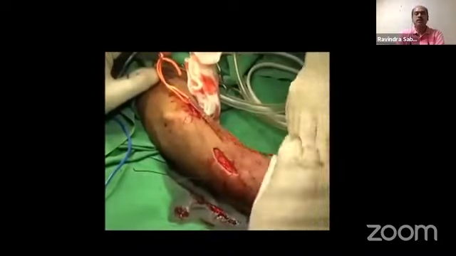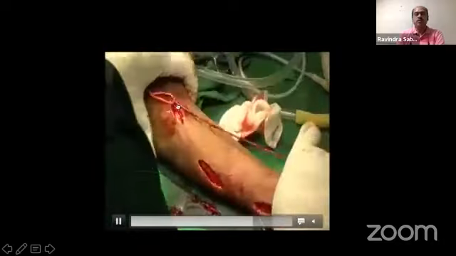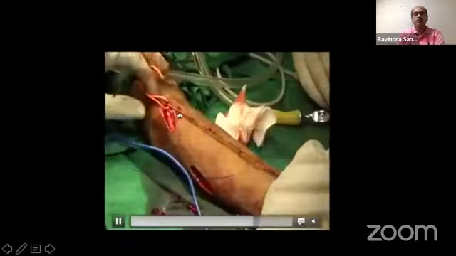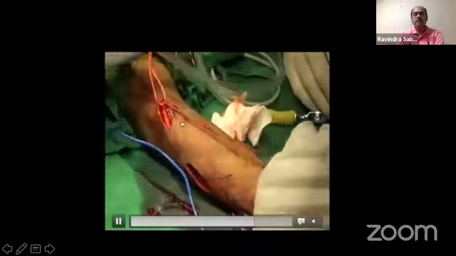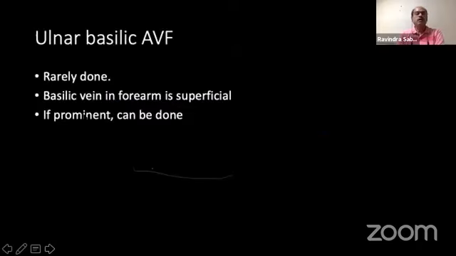So now you can see that there is a nice good length of vein which was actually going on the medial side, which was of no use. A subcutaneous tunnel can be created from this, and a small anastomosis can be done here. So this is in short the principle of the vein, and this can be done.